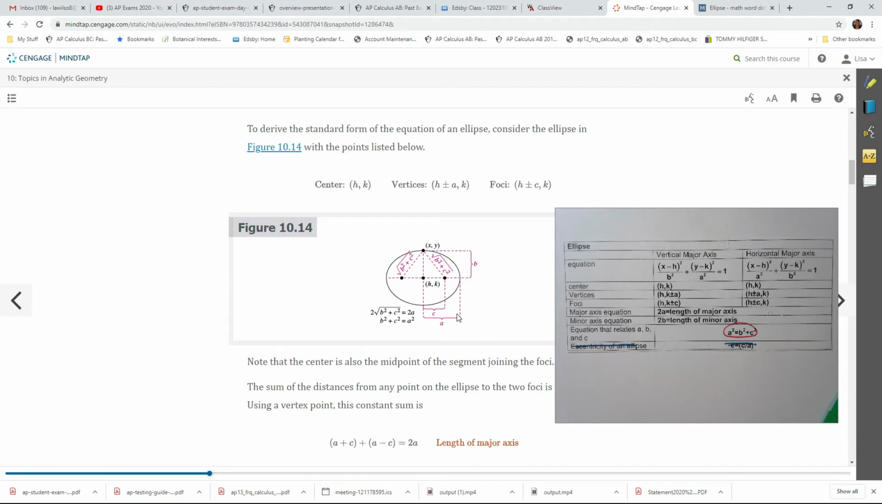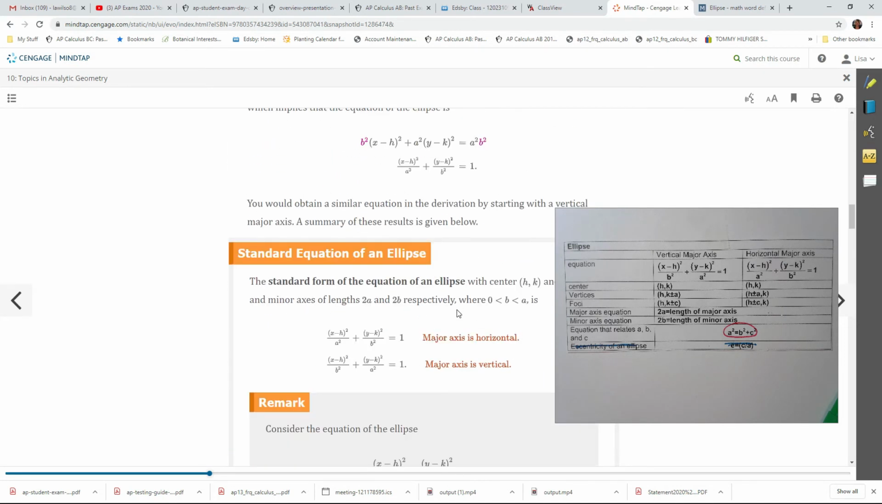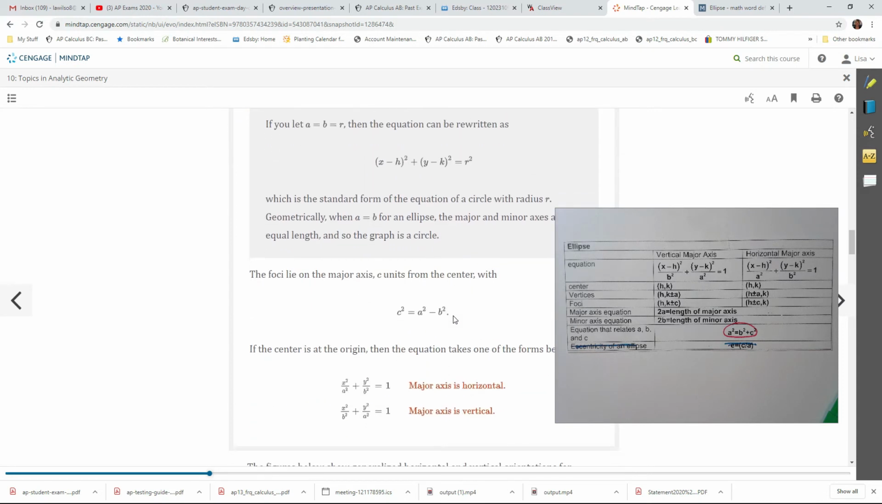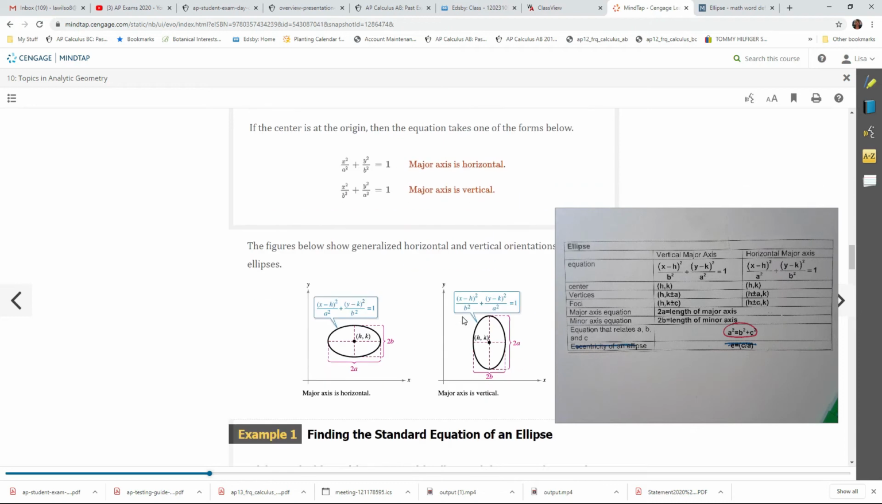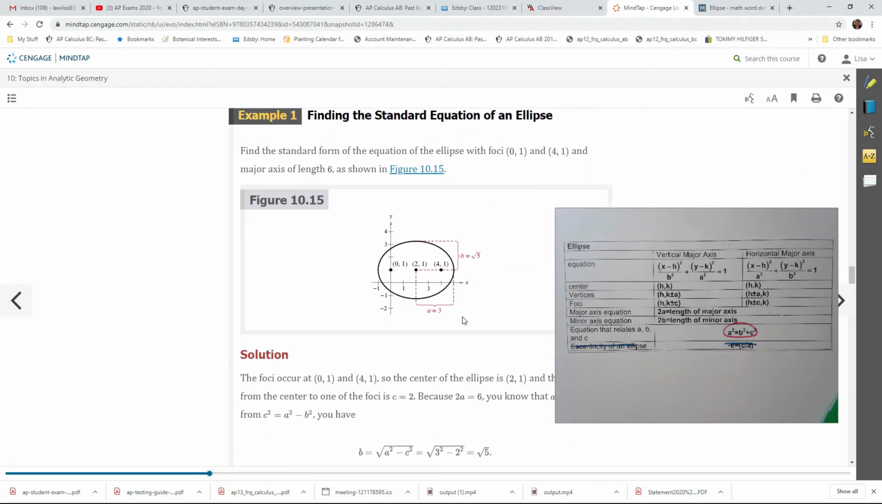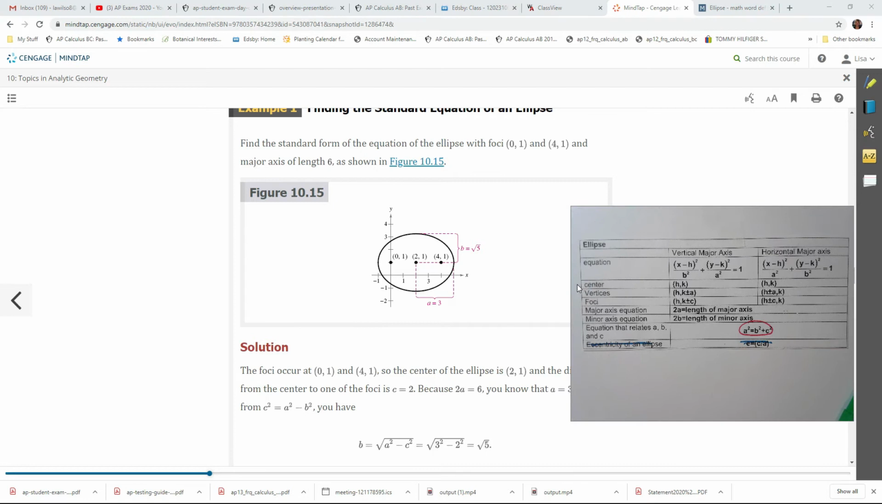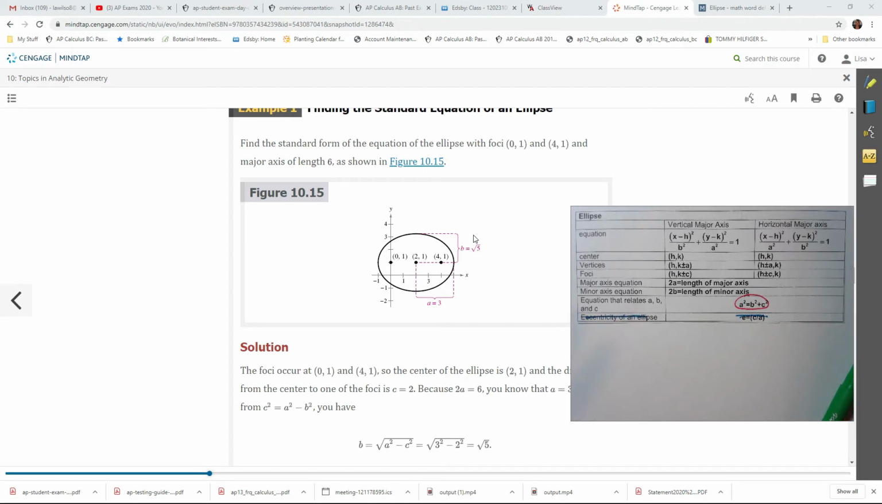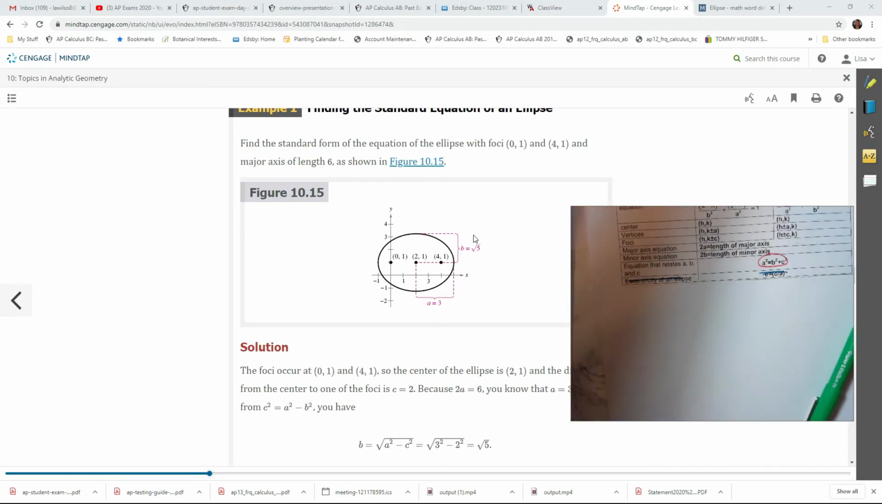All right, so let's have a look at an example, because the big thing you're going to have to do is, given some information, write the equation of the ellipse. So here's an example here. They're going to give you a little bit of information, maybe a sketch, and what you're going to have to do is take that information and perhaps make a sketch and put all the pieces together. Let me just move my camera out a little bit.